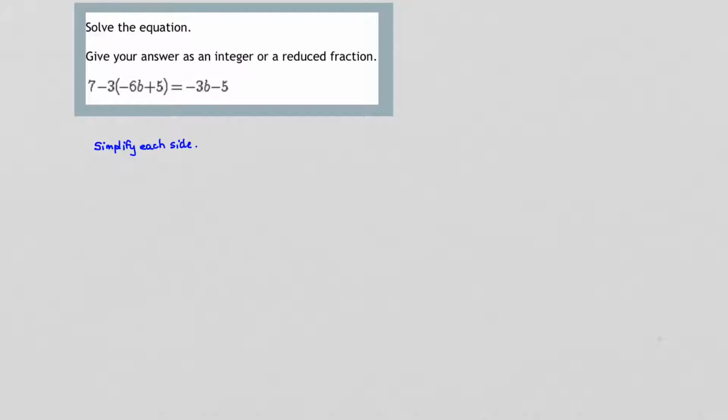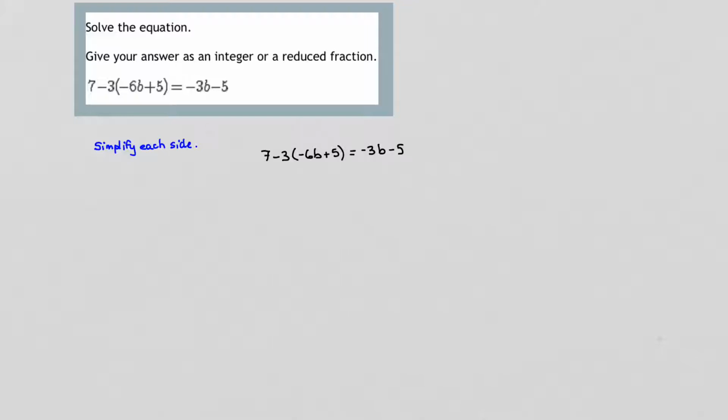Now notice on the right side, I have two terms, negative 3b and minus 5. One has a variable, one is a constant, so we can't do anything to those. We can't put them together. However, on the left side, we have some operations going on that we can use and simplify. Let's rewrite that equation. That equation is 7 minus 3 times the quantity negative 6b plus 5, quantity closed, equals negative 3b minus 5.